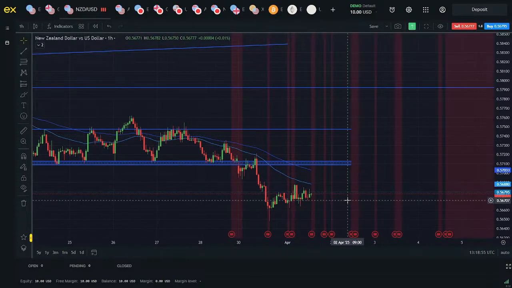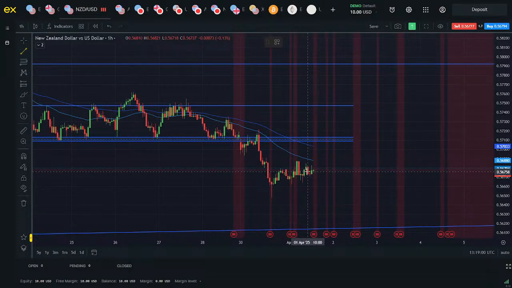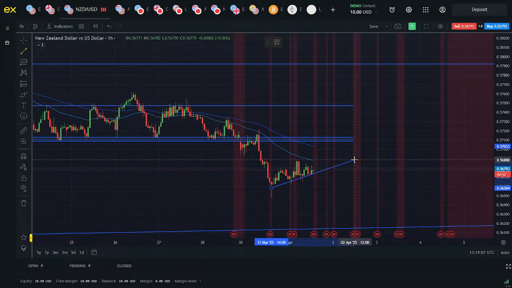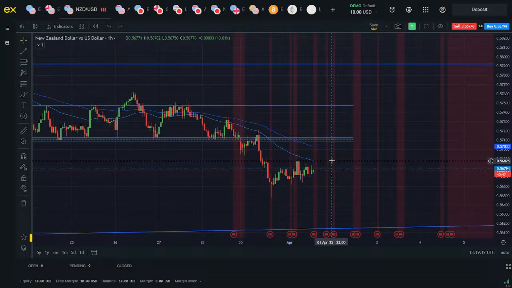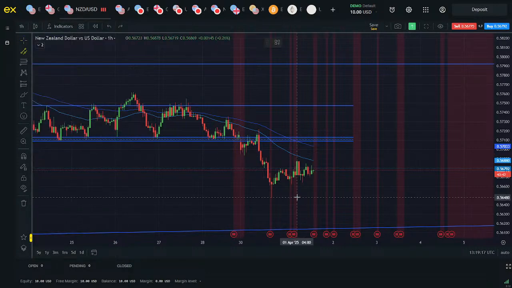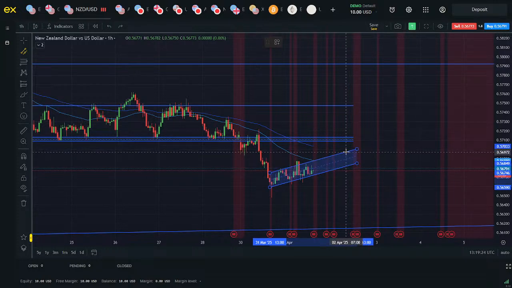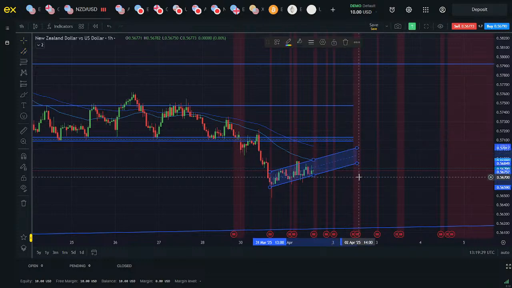If you guys are seeing New Zealand dollar USD, then over here also the market is actually sideways. Just wait, guys, wait. Over here also the market is actually sideways, and yeah, the market is sideways over here.